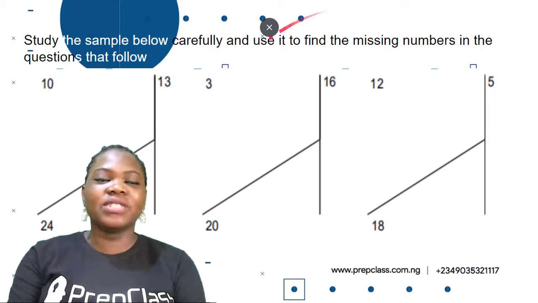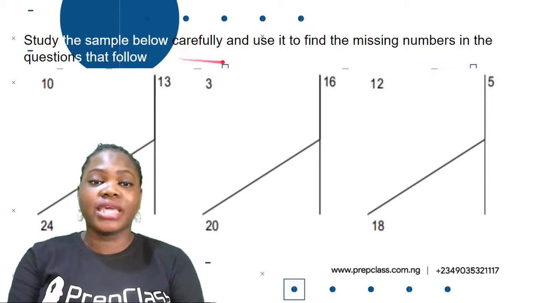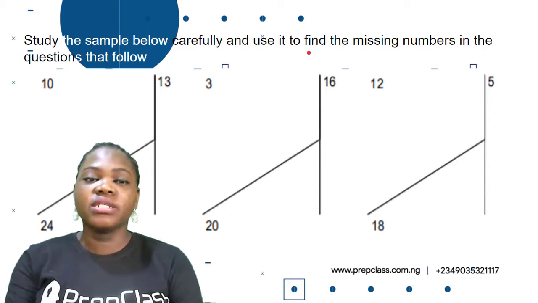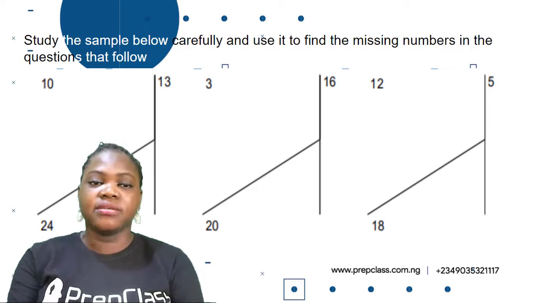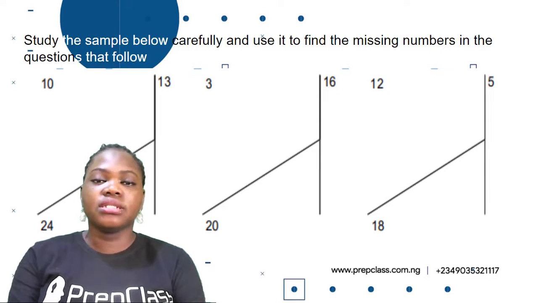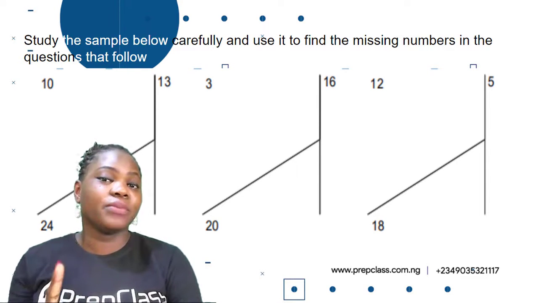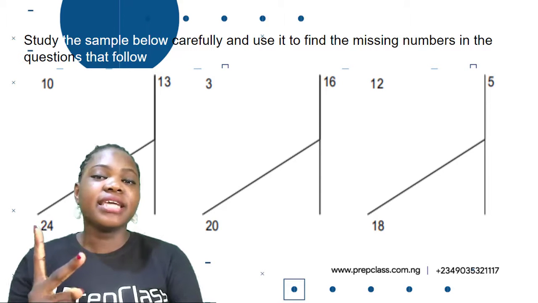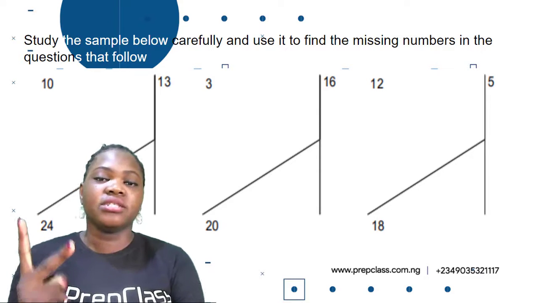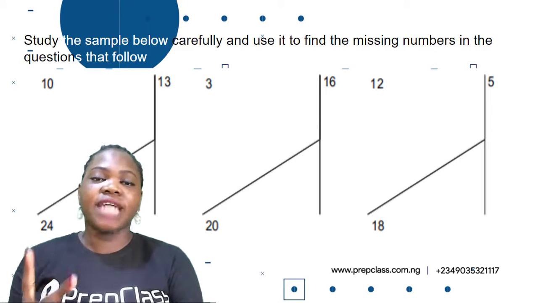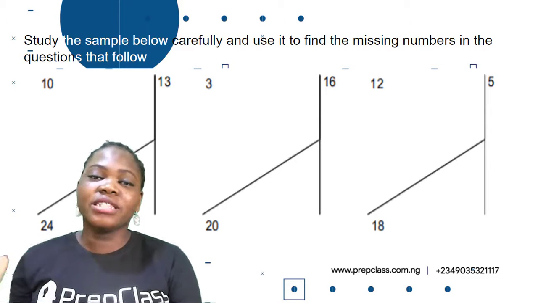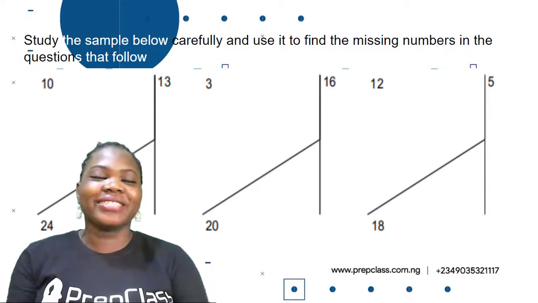So let's look at the samples given. We are asked to study the samples below carefully and use them to find the missing numbers in the questions that follow. So in Loyola Jesuit Entrance Examination Quantitative Reasoning, you are given some samples to study. Once you study the samples, you can go on to answer the question. The first thing is to study the sample. The second thing is to find out the math necessary to solve the problem. After that, do the math and solve the question. That's all. Okay, so let's look at this.